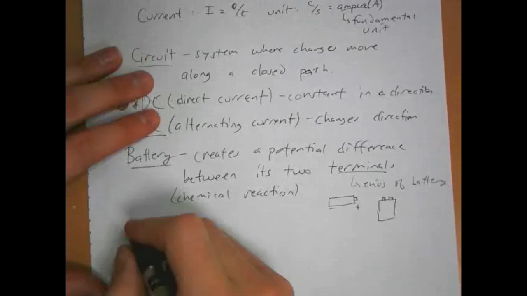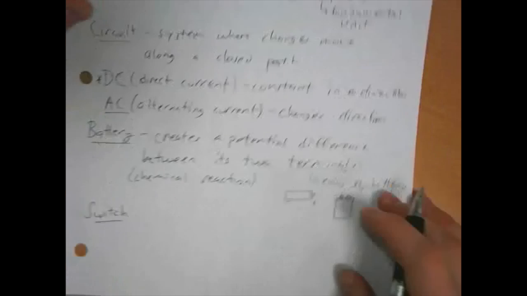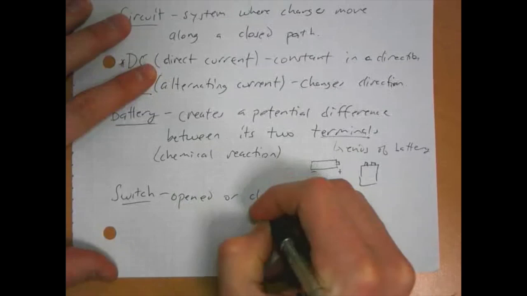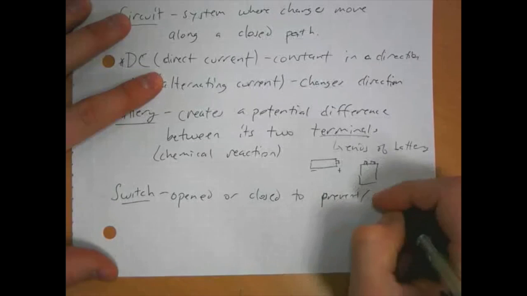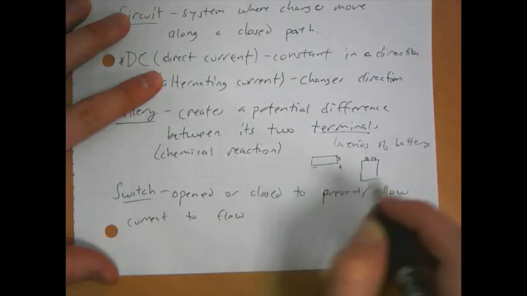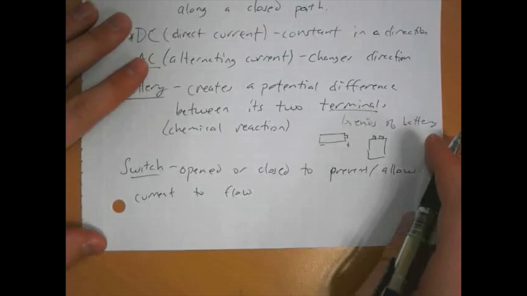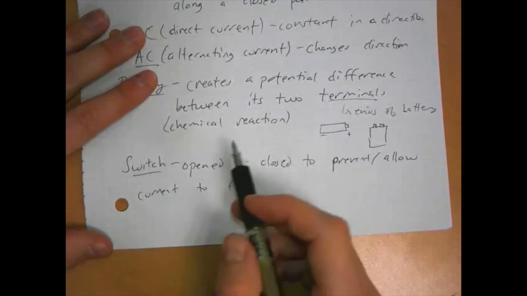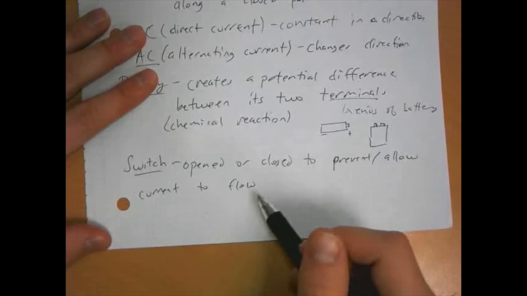A switch. You guys have all flipped a light switch before, but a switch is something that is opened or closed to prevent or allow current to flow. Right? And so, what's happening when you flip a light switch? When you turn it on, you're closing the switch so that the circuit is complete. Whereas if you flip it off, you're opening the switch.